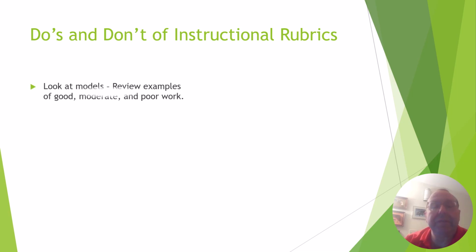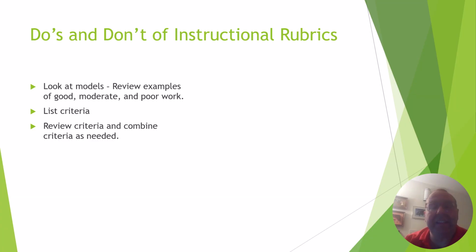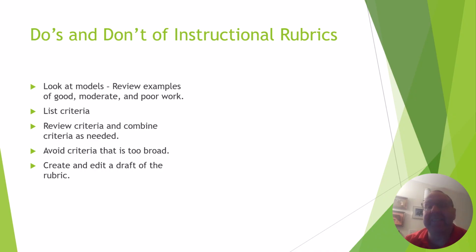Do's and don'ts. Look at models, and provide examples of good, moderate, or poor work. List criteria. Review the criteria before you present them to the students; maybe have a colleague look at it. Avoid criteria that are too broad. Do a first draft of the rubric and edit it. Try to have no more than 7 criteria. That's the normal cutoff we have.